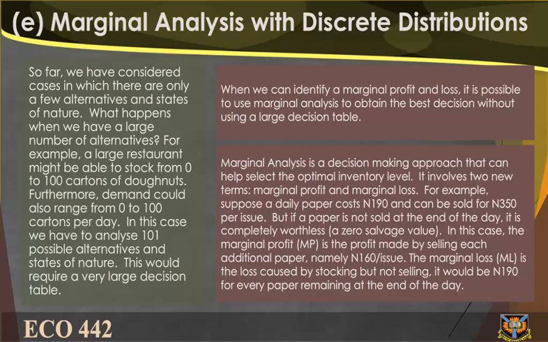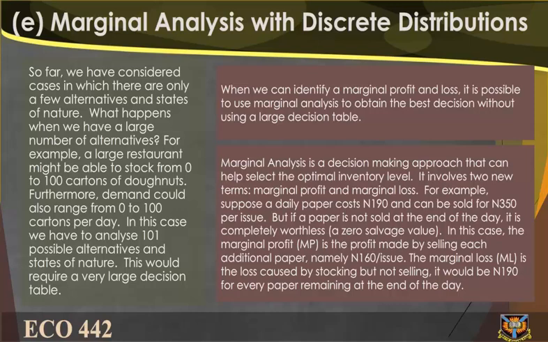For example, suppose a daily paper costs 190 naira and can be sold for 350 naira per issue. But if a paper is not sold at the end of the day, it is completely worthless. It's zero salvage value. In this case, the marginal profit, MP, is the profit made by selling each additional paper, namely 160 naira per issue. The marginal loss, ML, is the loss caused by stocking but not selling. It will be 190 naira for every paper remaining at the end of the day.